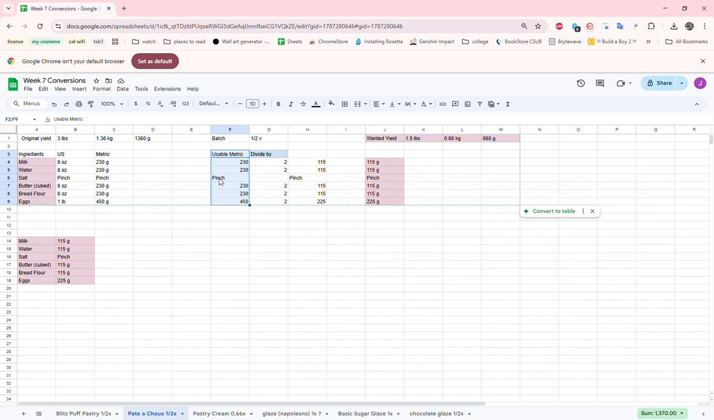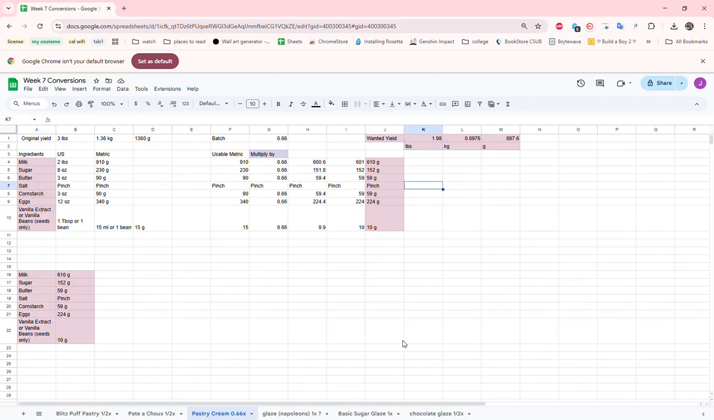Moving on to our usable metric, it's just everything that's in grams, without the grams at the very end. We were given a fraction, so we divide by the fraction, which is by 2. And we end up with the conversion of 115 for every 230 grams. And for the 450 grams, we get 225. Put everything to the side, turn everything back into grams, and your ingredients and final conversions are right there. That's what we're going to put inside our notes.